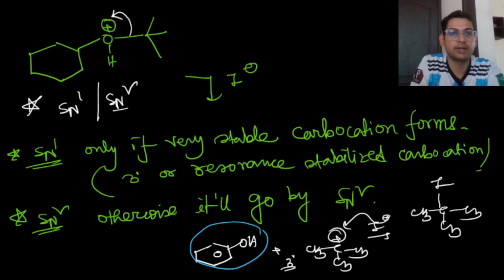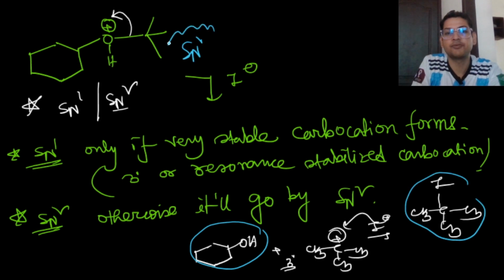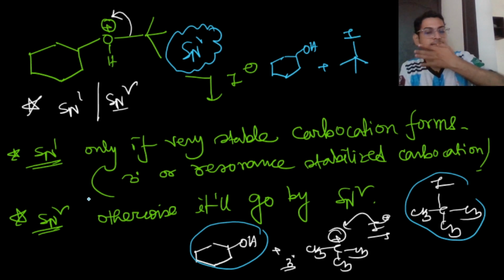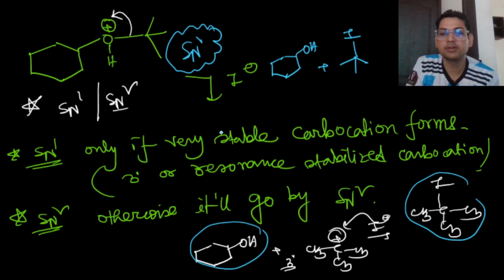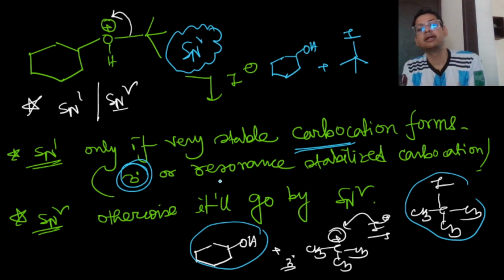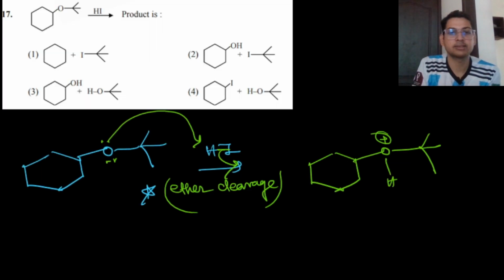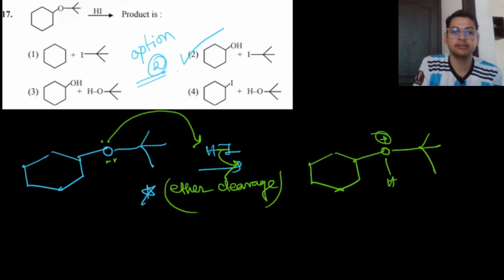I think that it is not phenol, cyclohexanol. Yes, and this is my product, and the reaction goes preferably by SN1 to give me the product like this and this. Got it? It goes by SN1. And why does it go by SN1? Because it can form a stable 3 degree carbocation. Then which is your answer? I guess option number 2 is matching very beautifully, and that will be your answer, right?